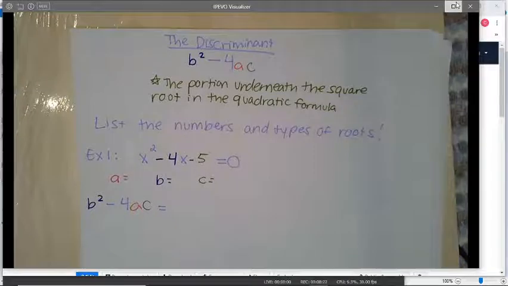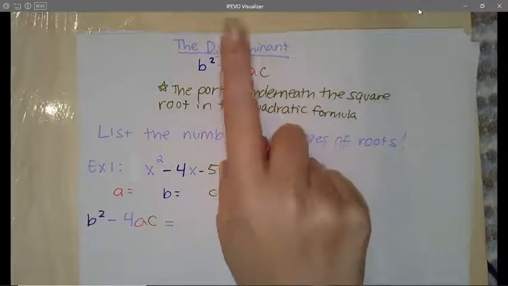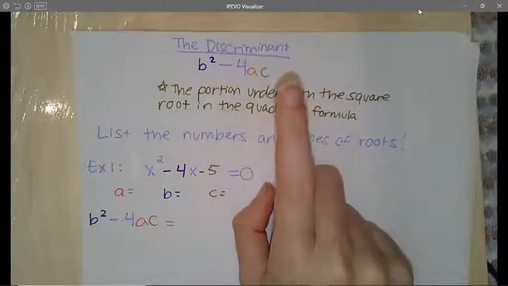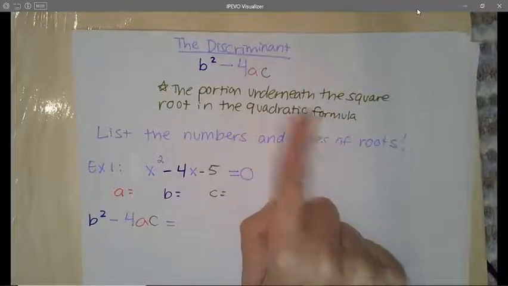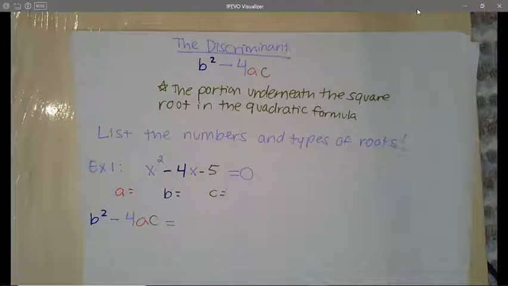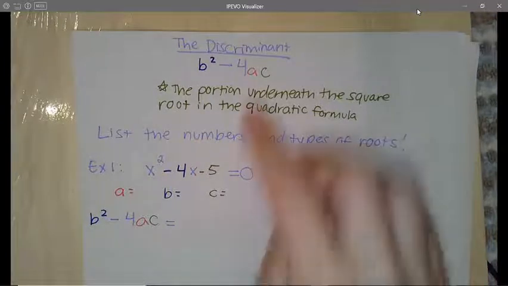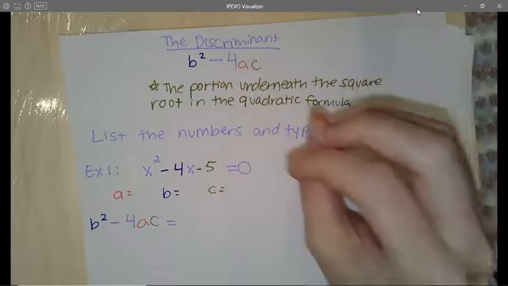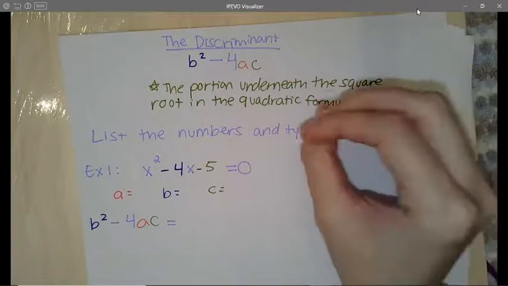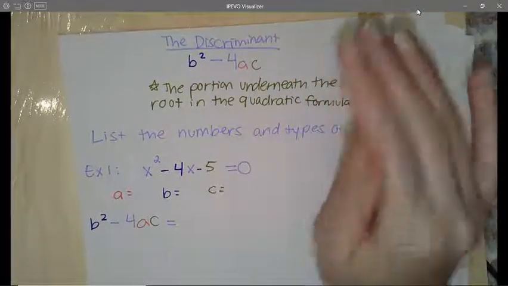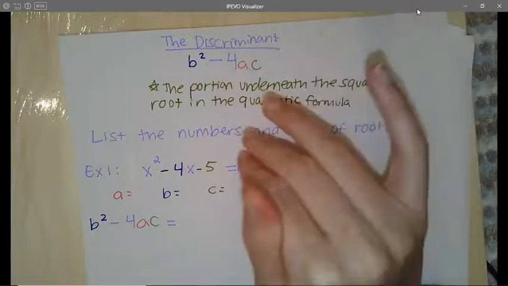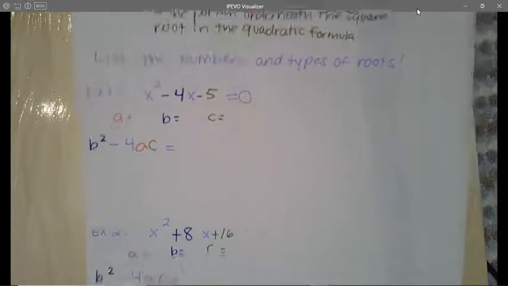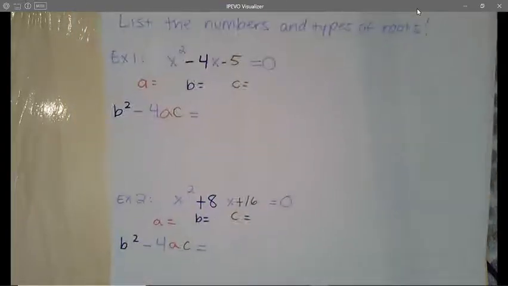But anyways, so the discriminant is b squared minus 4ac, and again, that is the portion underneath the square root in your quadratic formula. So the discriminant doesn't have a square root, but when we think about the discriminant, we always want to think about what it would look like underneath the radical. And that will help you decide how many and the types of roots that you're going to get. Okay, well, let's get started. So we're going to list the numbers and types of roots.